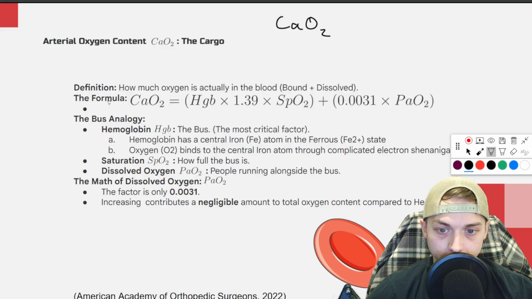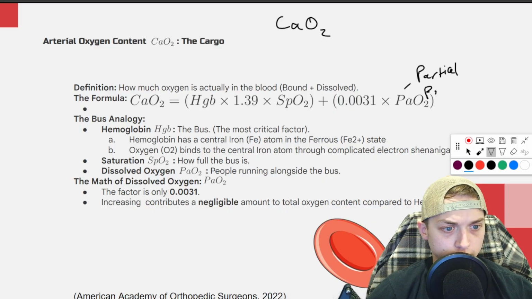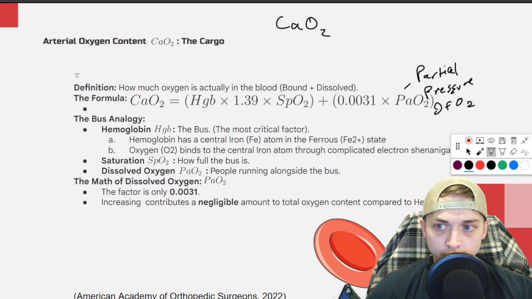right? All right, so this is the formula for our arterial oxygen content, okay? So we got CaO2 equals hemoglobin times 1.39 times our SpO2 plus 0.0031 times PaO2, which is our partial pressure of oxygen. This is the dissolved part of oxygen in your bloodstream. So partial pressure of O2. Okay. So the bus analogy.